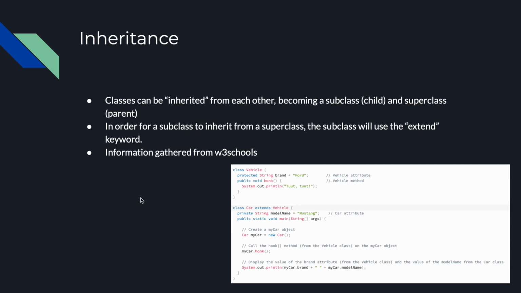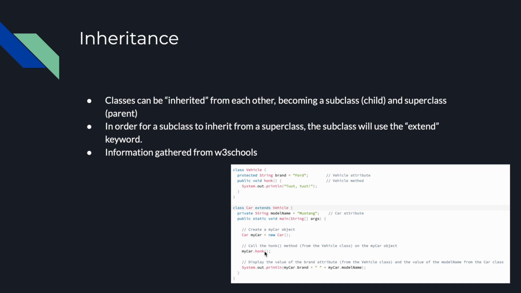Classes can also be inherited from each other. Then it becomes a subclass, which is the child, and a superclass, which is the parent. A subclass will extend a superclass, which means the subclass, the child, will take the information from the parent class and use it in its own class. But the parent class will not be able to take anything from the child class to be used in its own code. In order for a subclass to inherit from a superclass, the subclass needs to use the extends keyword. As you can see, class Car extends Vehicle.